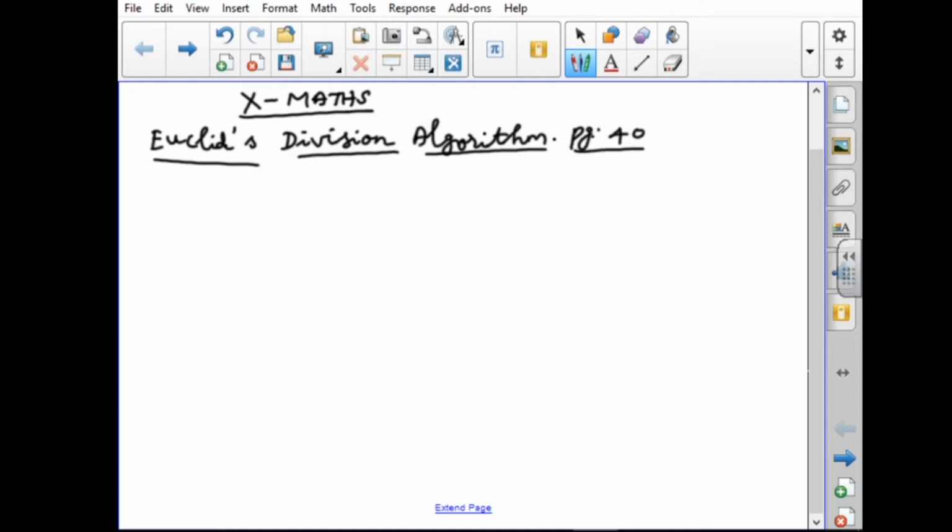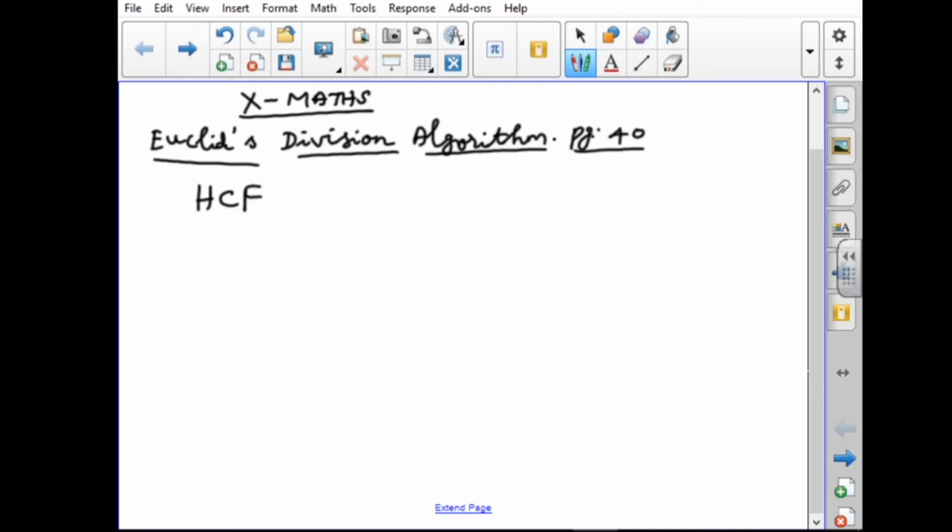An algorithm means a series of methodical step-by-step procedures of calculating successively on the result of earlier steps till the desired answer is obtained. Okay. The Euclid's division algorithm is an easy way to find the HCF. HCF means what? Highest common factor of two positive integers. It is very easy to find the HCF of two positive integers.